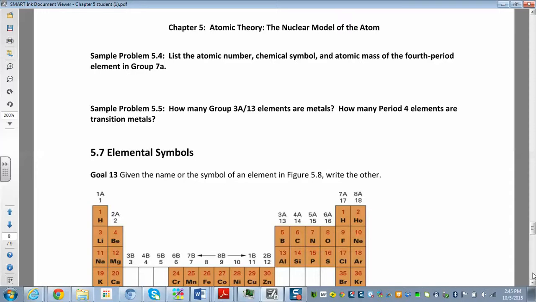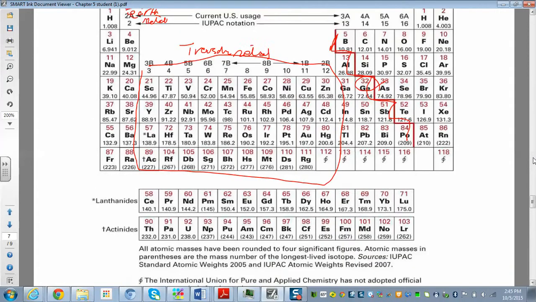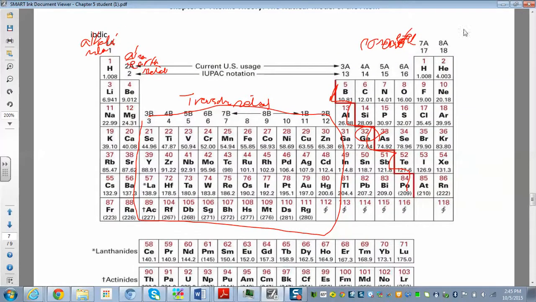So list the atomic number, chemical symbol, and atomic mass of the fourth period element in group 7A. So fourth period means row 4. And then group 7A. So you see these groups have different names here. 7A. You don't have to worry about that. They'll be labeled if we need those.